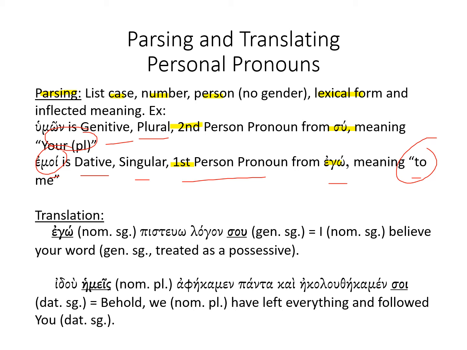Let's do just a couple of translations. You're remembering that when I work through a sentence, and again, you're progressing in this, I like to start with the verb, and pisteuo is the verb here. Pisteuo is first singular, and here we have a nominative singular pronoun that fits the slot of the subject of pisteuo. So, I believe. Then logon, what case is that? You should know that's accusative. And then the su here, the plural, I believe your word, with su translated as a possessive.